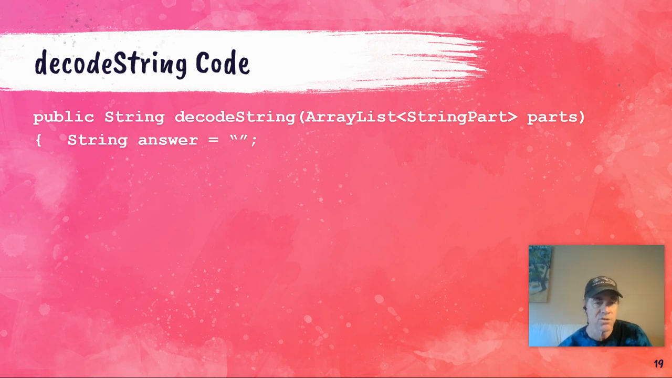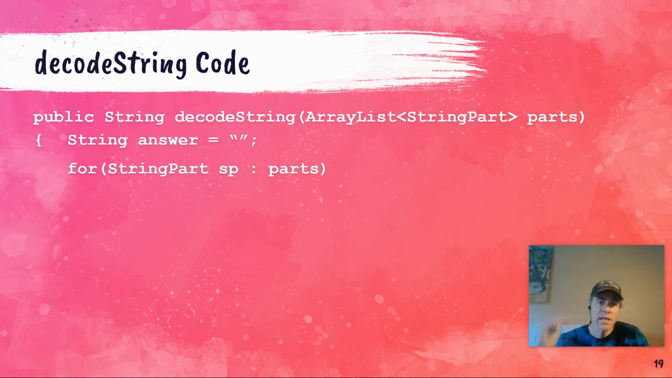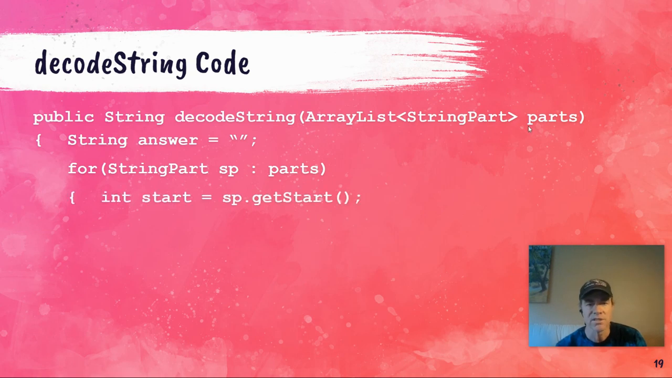So for every string part in the array list parts, notice that's the parameter, what I do is I'm going to find out what's the index of start and what's the index of end, at end minus 1. And so I'm going to do it that way. I could have gotten the end, gotten the length, and added them together. Got to do some arithmetic, some adding somewhere along the line.